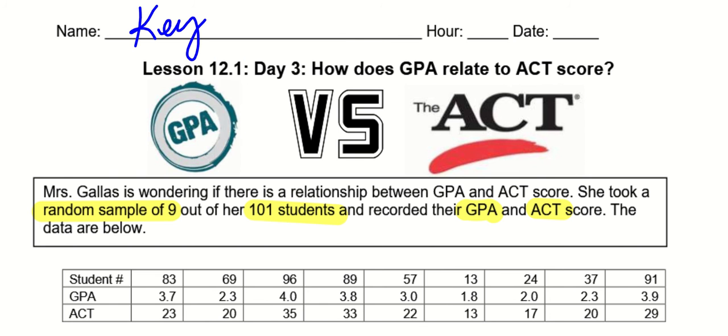So what's important here? Well, we know that little n is 9. We know that big N is 101. And we have two variables. We have variable 1, variable 2, and they are both quantitative variables, and we're trying to determine if there is a relationship between the two. So what are we going to do? I think we're going to plot our data in a scatter plot and do an LSRL.